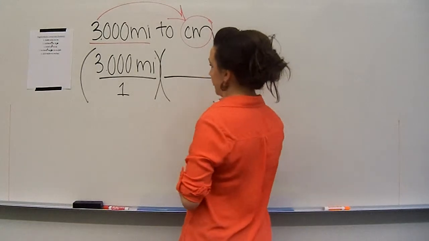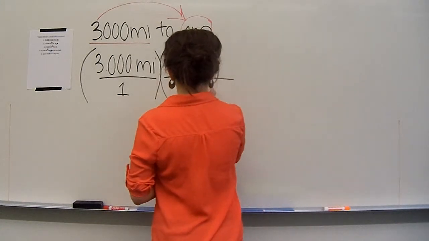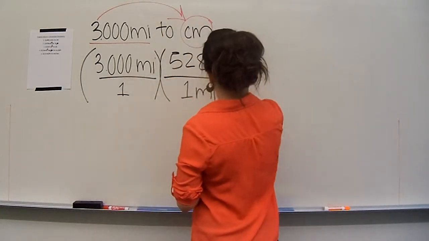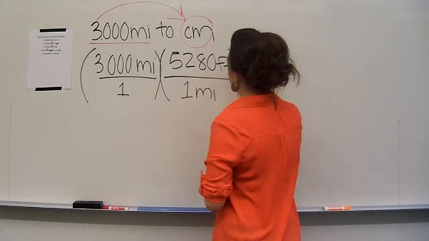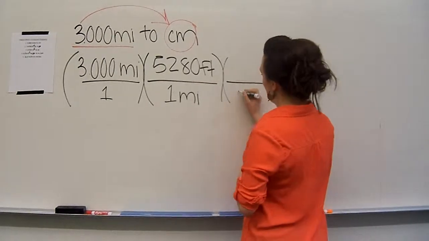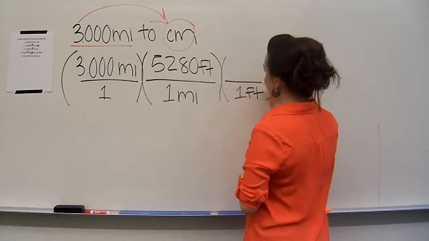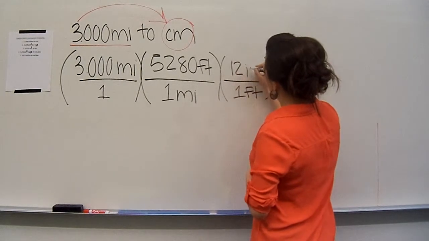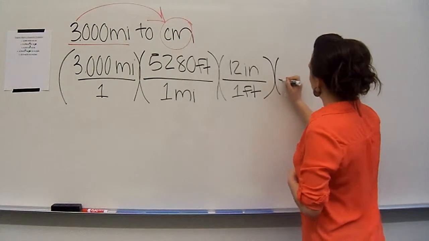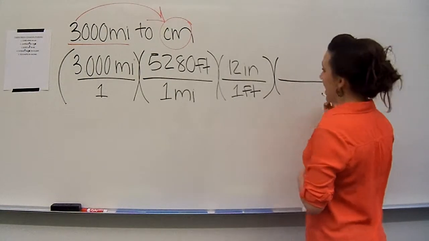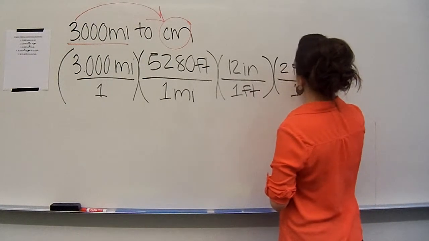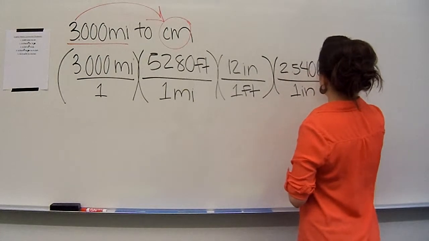Diagonally, we will match the units. So 1 mile is equal to 5,280 feet. We match these vertically. Now we will match feet diagonally. 1 foot is equal to 12 inches. Matching these equivalents vertically, now we will match inches diagonally. 1 inch is equal to 2.540 centimeters.